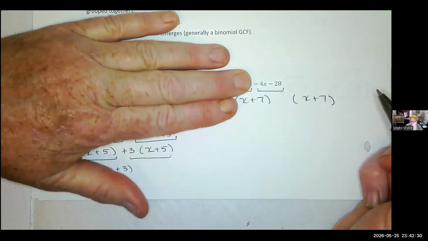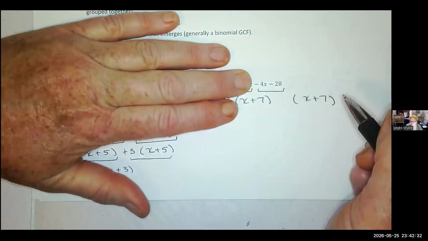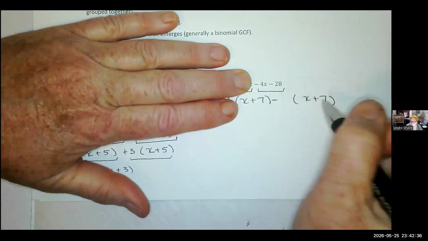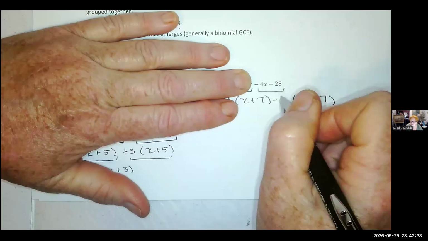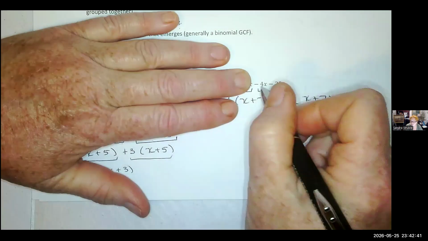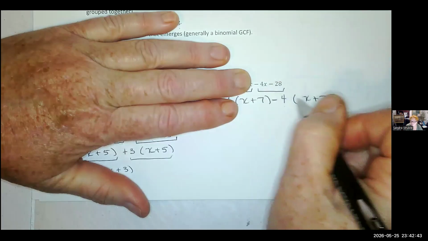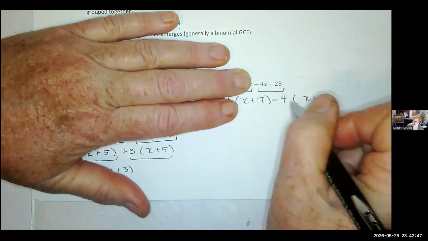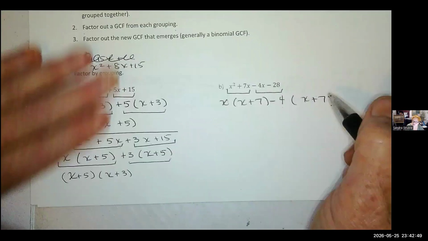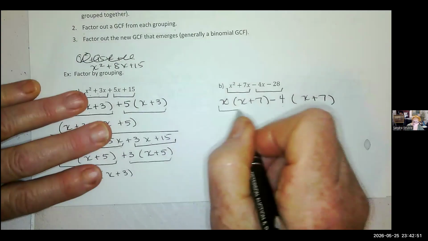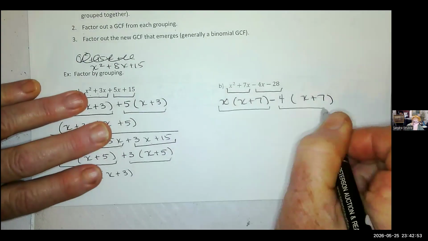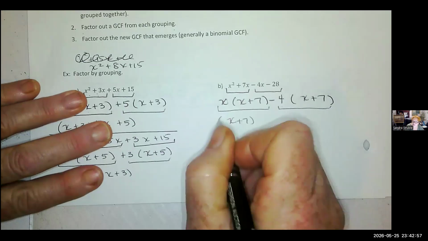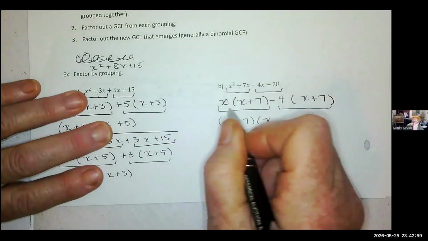We definitely need to factor out a negative because we don't want this to be a negative. And it looks like we need to factor out a 4. So negative 4 times x is negative 4x. Negative times the positive is negative. 4 times 7 is 28. So it looks great. Now let's look at these next two terms. We can factor out x plus 7. And we're left with x from the first term and negative 4 from the second.